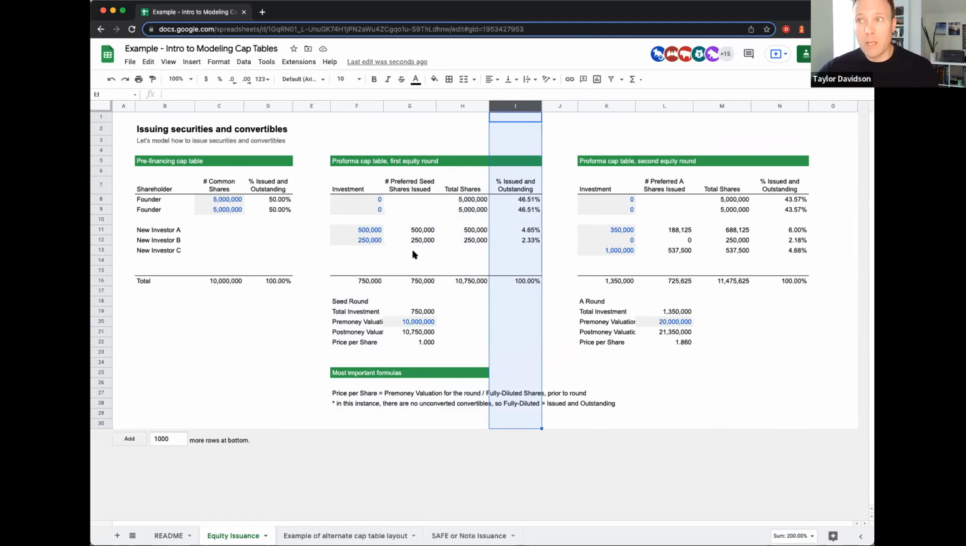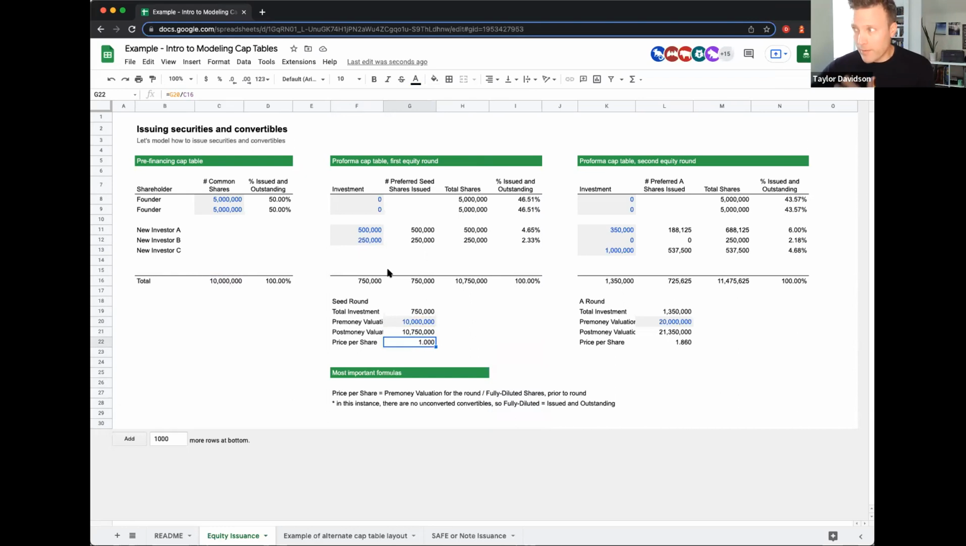when new money is coming in, and in this case these two investors are investing $750,000, and they're investing at an agreed upon pre-money valuation of 10 million. I have no reason why it's 10 million, just chose a number. So with a pre-money valuation of 10 million, I then calculate the share price. The share price here is just the pre-money valuation I laid out divided by the number of shares issued and outstanding prior to the round, $1 per share.